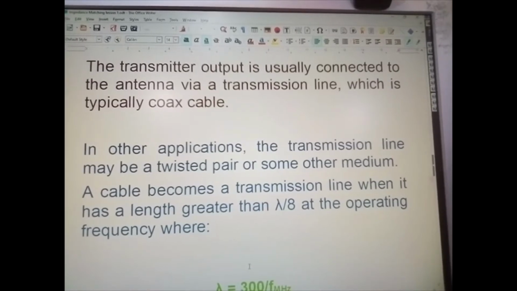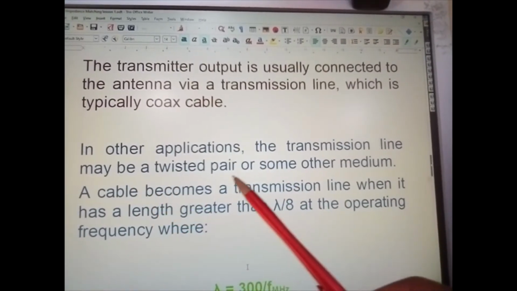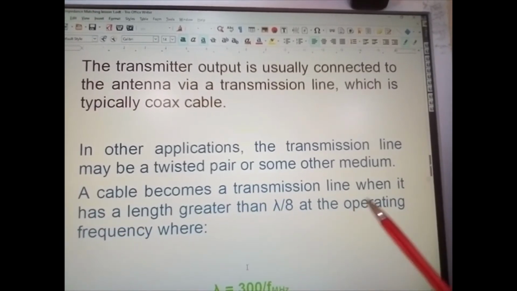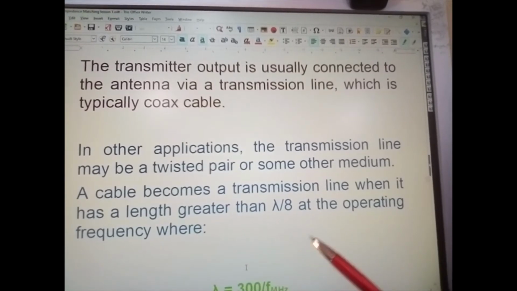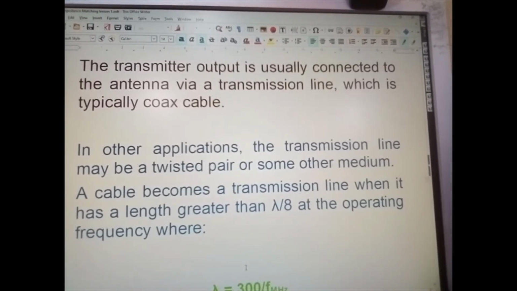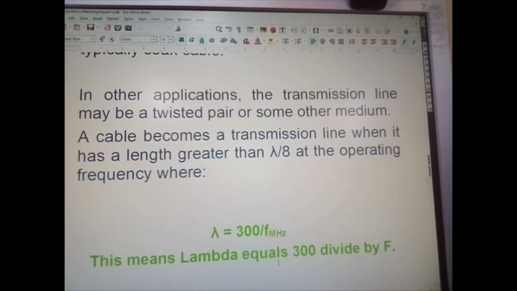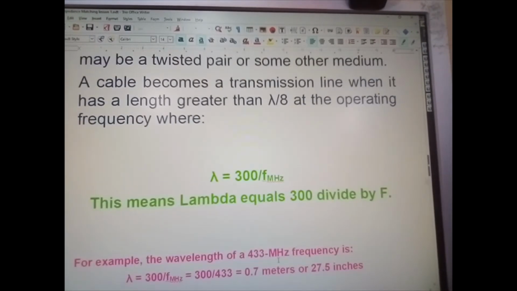Now, in other applications, the transmission line may be a twisted pair or some other medium. A cable becomes a transmission line when it has a length greater than λ/8 at the operating frequency, where λ equals 300/f in megahertz. This means λ equals 300 divided by f, the frequency.